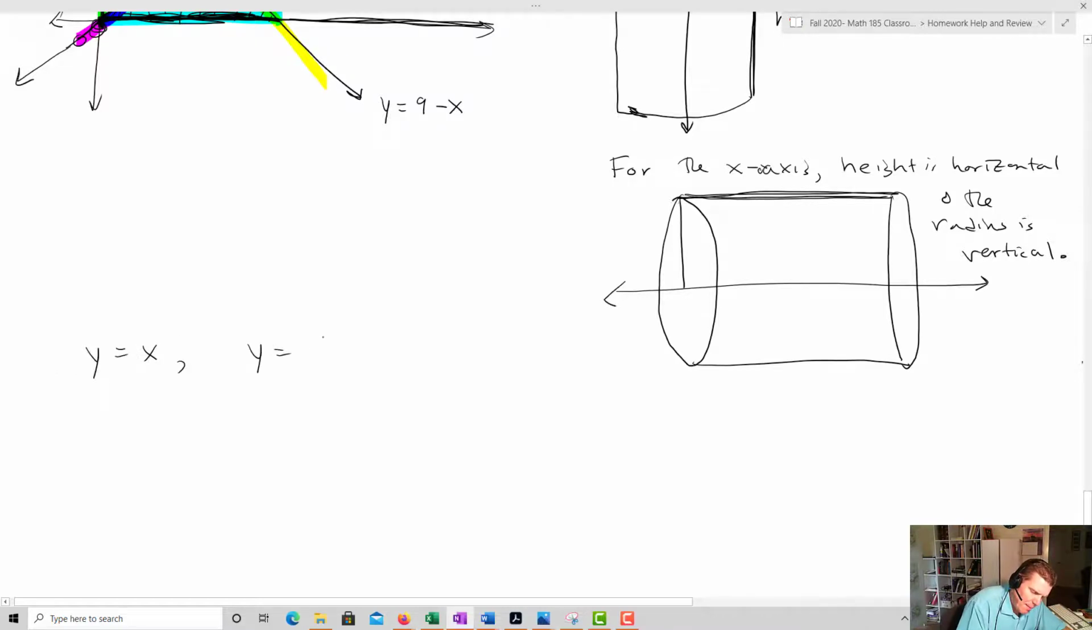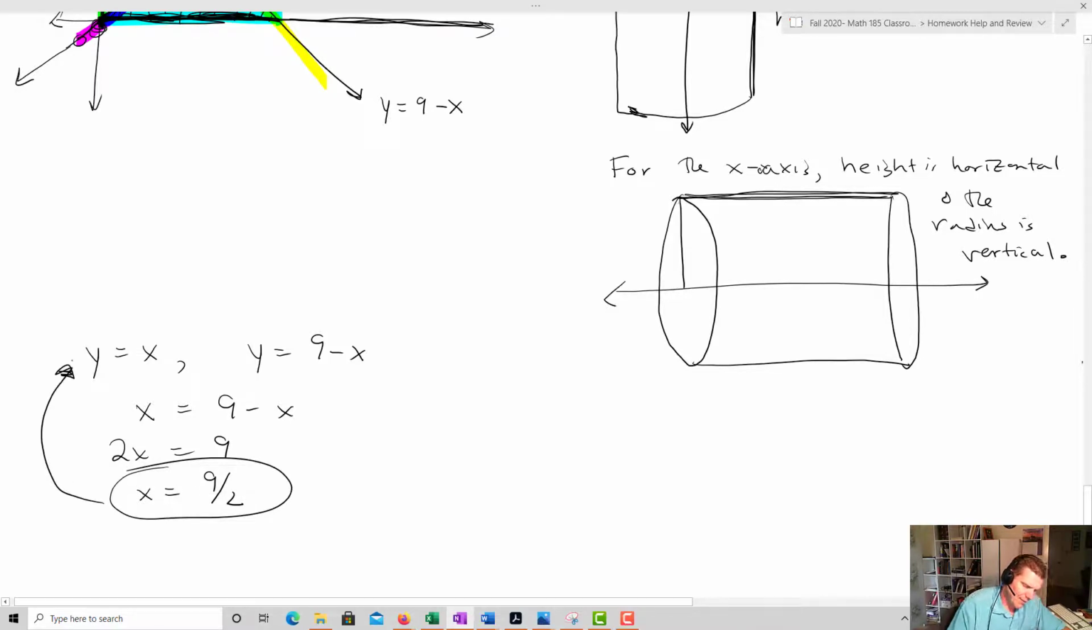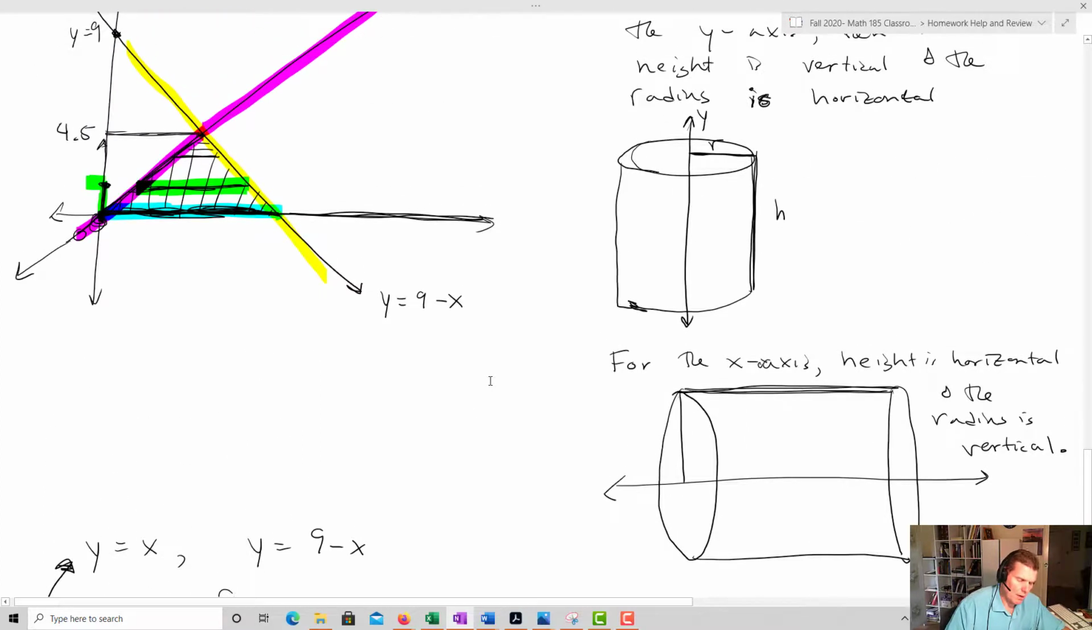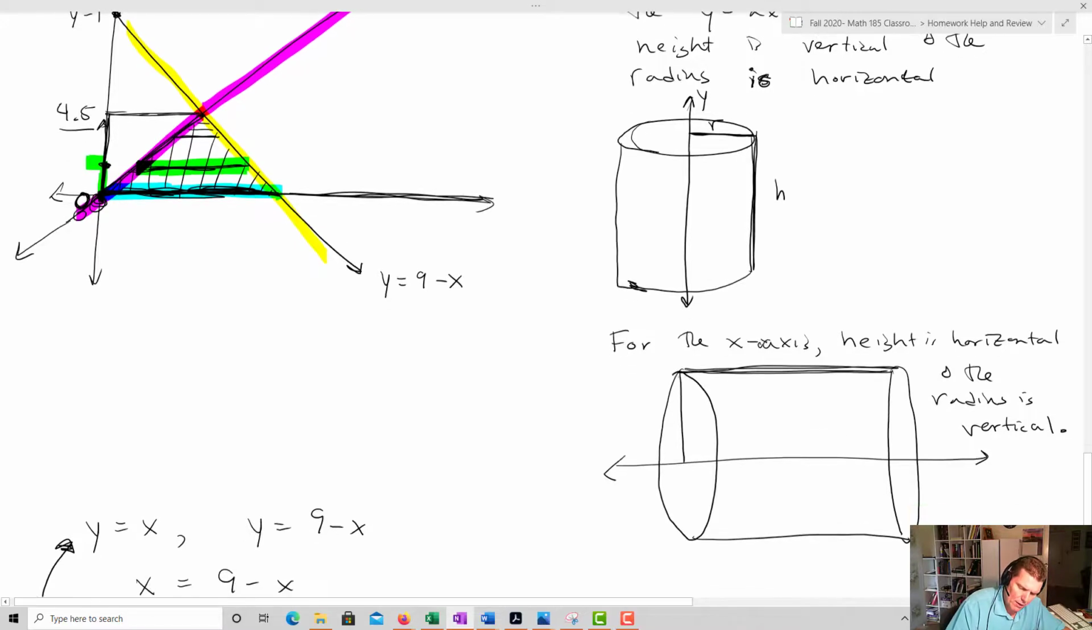So we'll start with noticing I have y equals x as one of my functions. I have y equals 9 minus x. So I'm going to find that x will equal 9 minus x, so 2x equals 9, so x is going to equal 9 halves. That's a value for x, by the way. But since y equals x, we also know that y is going to have to equal 9 halves as well. So that's going to be the bounds for my shells. Our function is going to go from 0 to 4.5, like I said before, 0 to 9 over 2.